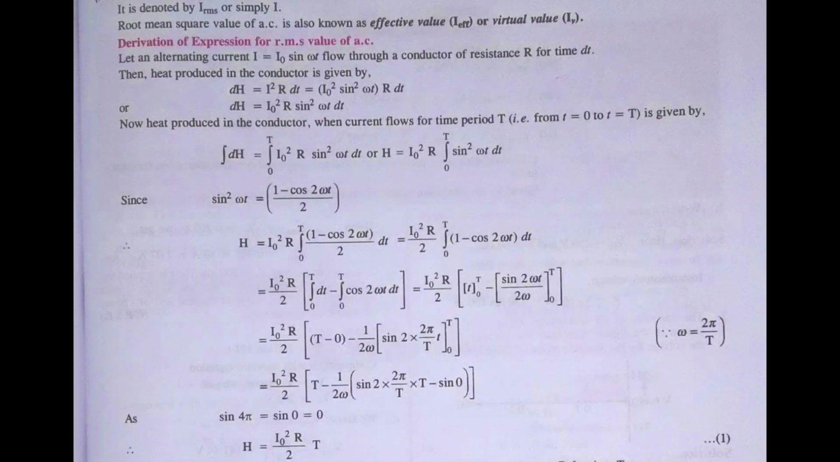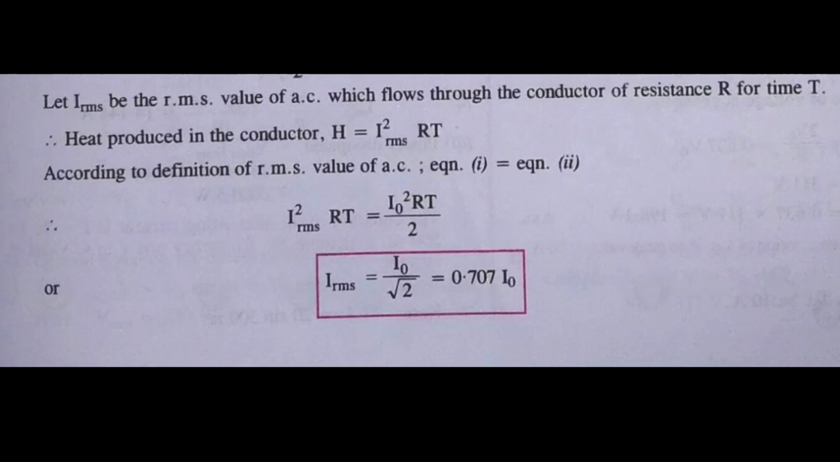Then we have to calculate the heat produced in a conductor for the complete time period, that is from t equal to 0 to t equal to capital T. By doing the respective calculations, that is by applying trigonometry equations, we get the final answer of the heat: I naught square R divided by 2 multiplied by T.